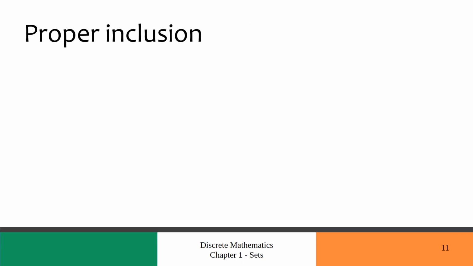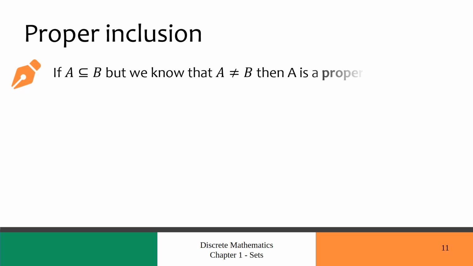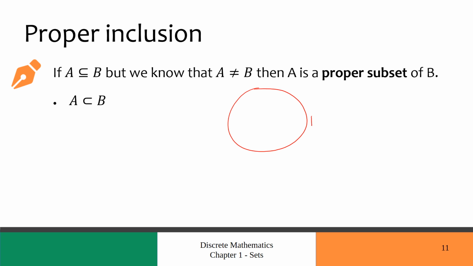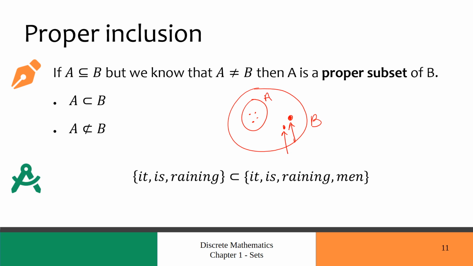Last but not least, there is a special case when you know that A is a subset of B, and you also know that they are not equal. Then you will say that A is a proper subset of B, and you will write it this way. By that we mean that whenever x is an element of A, then it is an element of B, but there are elements of B that are not elements of A. You can see it as a strict inclusion, and as before, if it is not the case, we write that A is not a proper subset of B this way. For example, {it, is, raining} is a proper subset of {it, is, raining, man}.